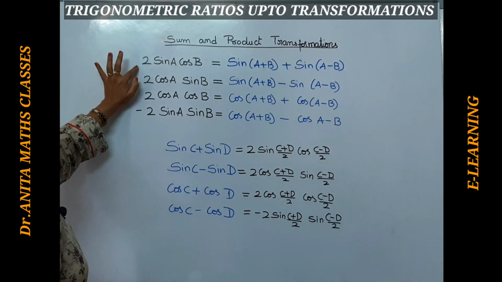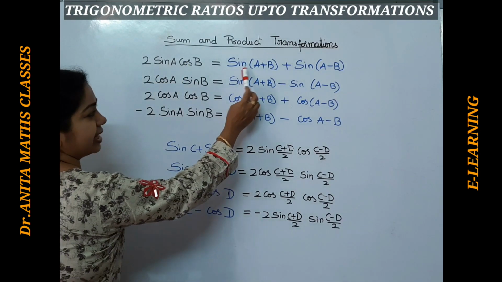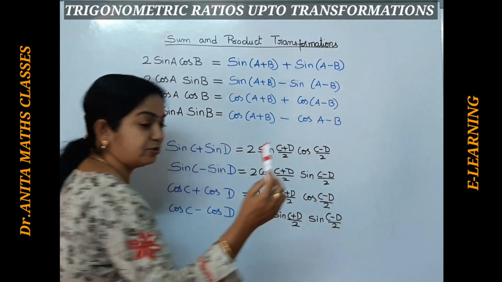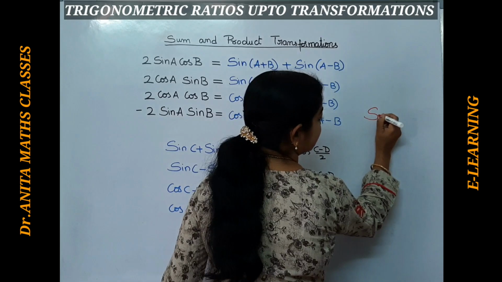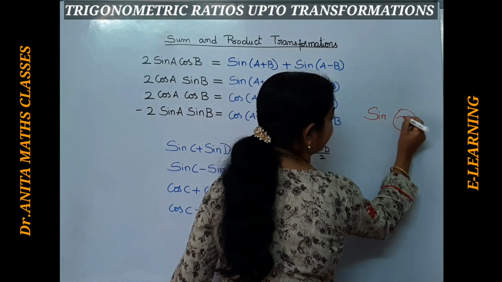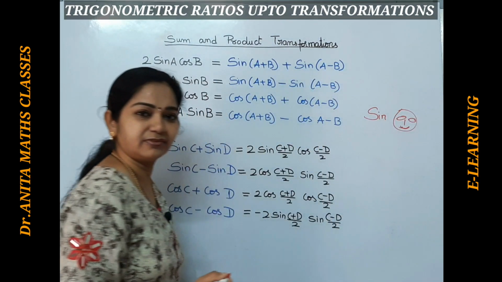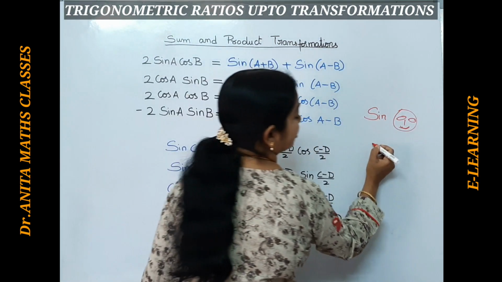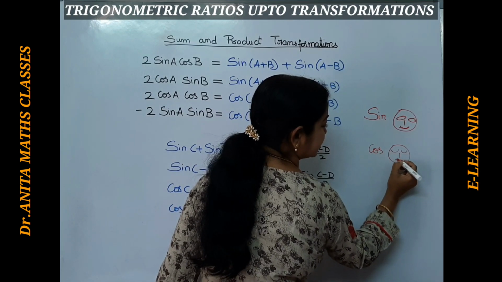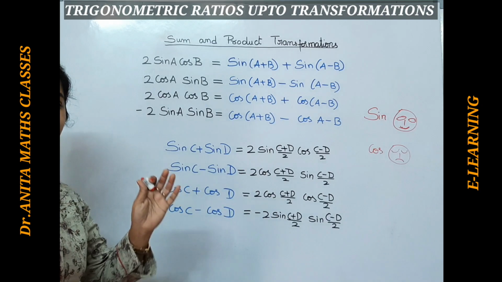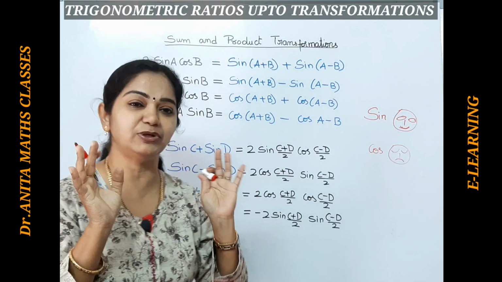First one, if you see 2 sin A cos B here, 2 sin A cos B is equal to sin A plus B plus sin A minus B. How do we remember this? Now just remember that our sine function is a friendly function, okay? Just a friendly function, right? Whereas the cos function is somewhat stubborn, okay? It is a stubborn function and it does not mingle. That means it is not so friendly. That concept you remember, okay?